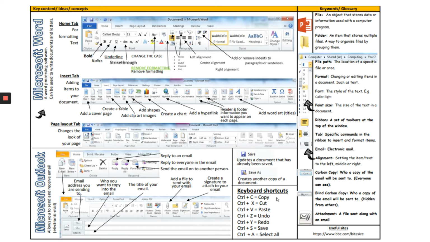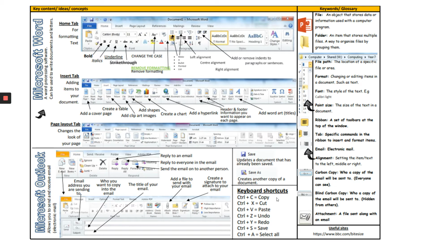This gives you a bit of an insight into what we're going to be covering when we move into Year 10 IT. So what we've got here at the top, we've got Microsoft Word, which we're all familiar with, but we're not familiar with all the functions involved and connected to Word. So if we have a look at this, it explains what's inside the Home tab. So we've got a lot of key features, and underneath that, we've got the Insert tab, and then we've got the Page Layout tab.